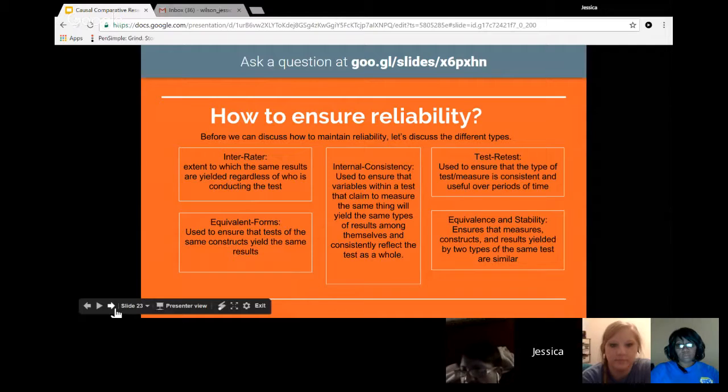Equivalent forms reliability is used to ensure that tests of the same constructs yield the same results. So if you have 2 separate tests and they are trying to find the same thing, you can measure both of their reliability based on what results you get from each one. Like if they have the same construct, they should yield the same or at least similar results.